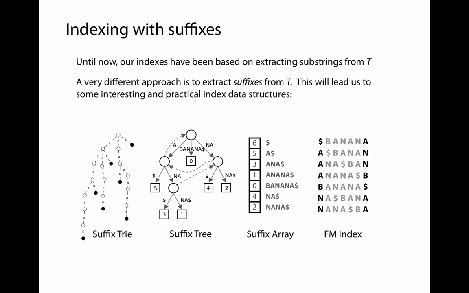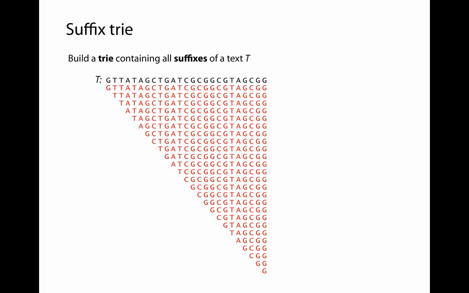fact are pretty practical. Very modern tools for solving the read alignment problem, the problem of trying to figure out where all these sequence reads came from with respect to a reference genome, use approaches like the ones I'm showing you on this slide, especially the suffix array and the FM index. Those are quite popular. So we're going to start, though, by talking about the suffix trie. The suffix trie is in itself not a very practical data structure, but it's going to help us think about the other data structures on the slide.